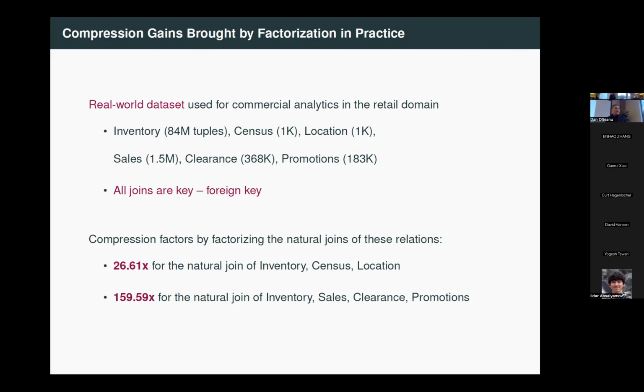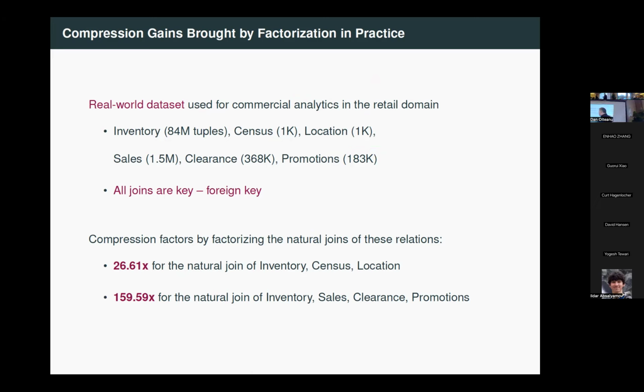Okay, so for real-world data sets, we got this data set in the retail domain from LogicBlox. So we have a big inventory table with 84 million tuples in sales, and then we get census, location, clearance, promotions. All joins here are key foreign key joins, not many-to-many joins. But nevertheless, what we realized is that we achieved quite good compression factors on the natural joins of these tables.